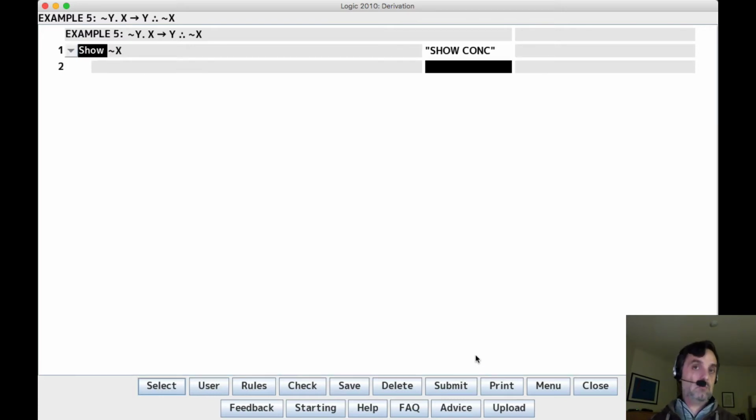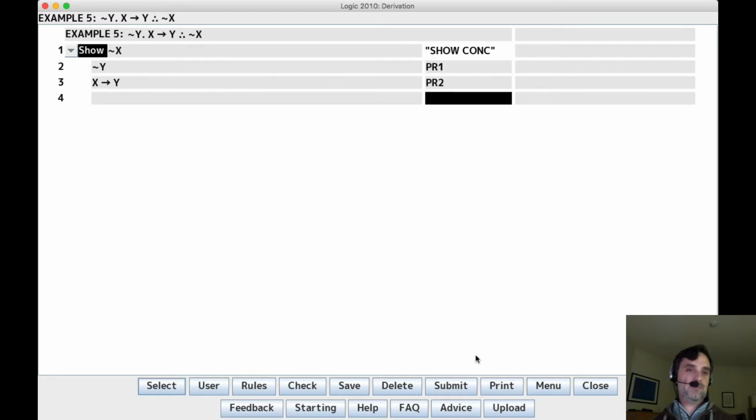So here's our conclusion. It's not X. So now it's complex. It had been sentence letters. Now it's a negation. Again, we bring in both of our premises. Can we do modus ponens? No, because the only conditional we have is on line 3. Its antecedent is X, and we don't have X anywhere on a line.